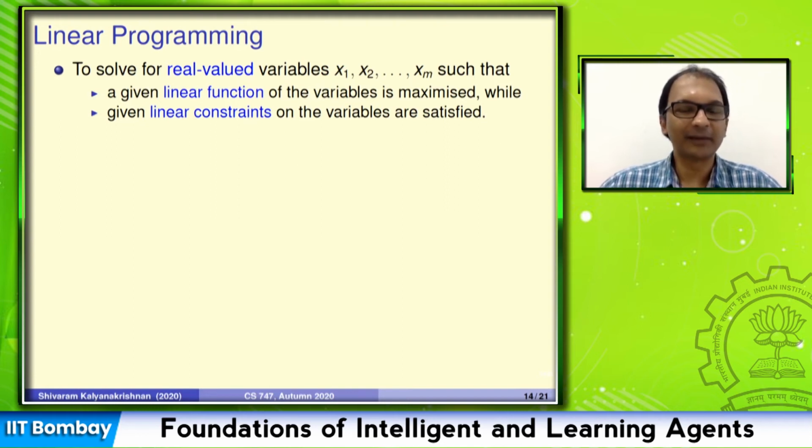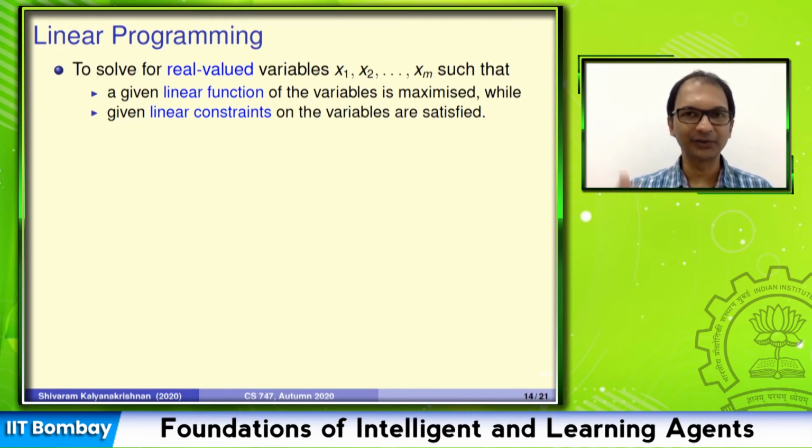So what is linear programming? The problem is this. We have, let's say, m real valued variables, x1 through xm. What we would like to do is to optimize a linear function of these variables, something like alpha 1 times x1 plus alpha 2 times x2, etc. But also for the solution that we find, not only to optimize this linear function, but to also satisfy certain constraints which are also linear in these same variables.